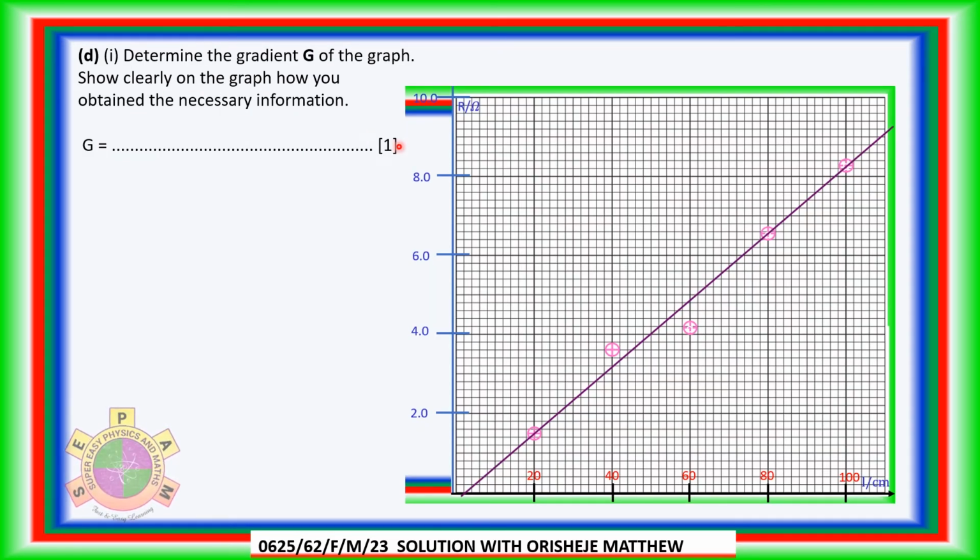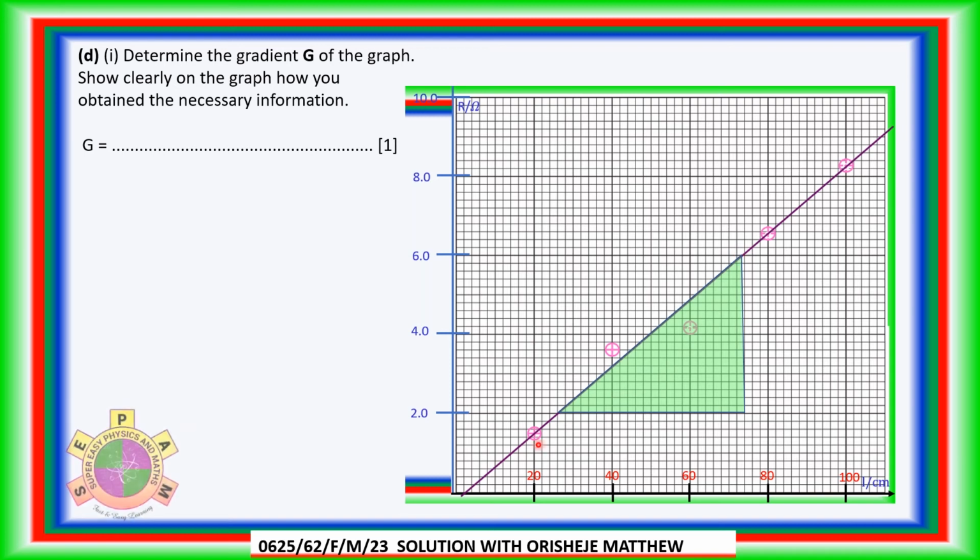Now to determine the gradient is 1 mark. All you need to do, this is the graph. I just transferred it to this point. So you draw your triangle. And how do you get your triangle? Where the line, your straight line, crosses the grid at right angle. So you see this point and this point here that I pick. So you can see the cross.